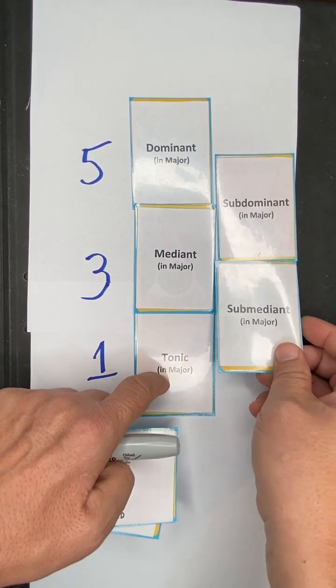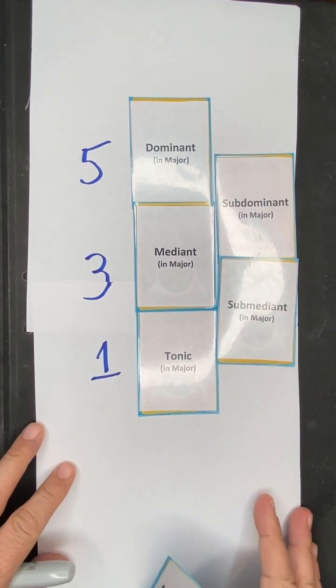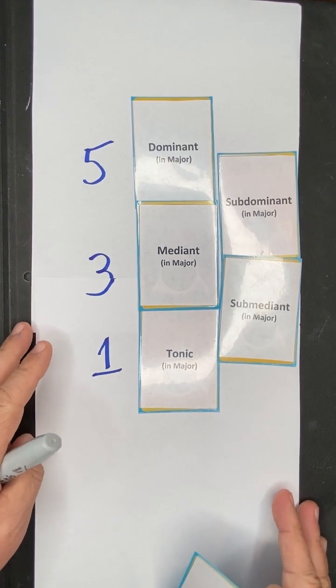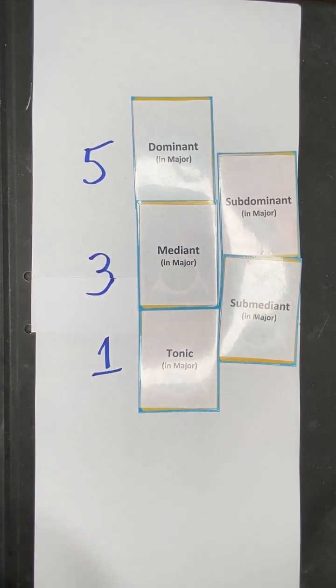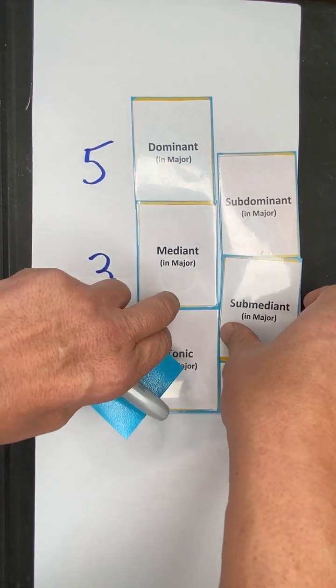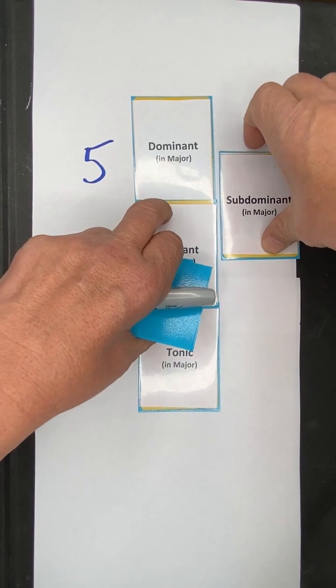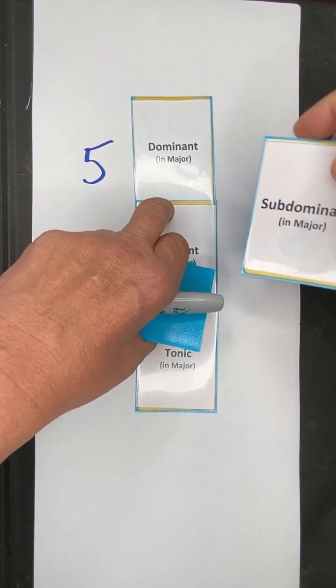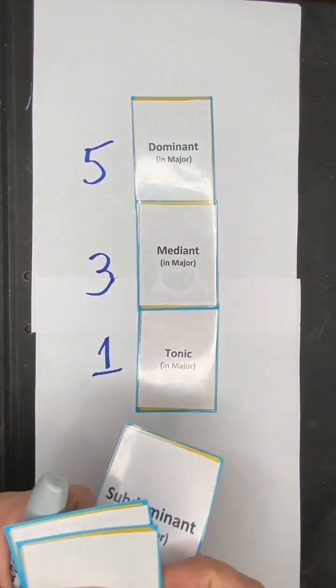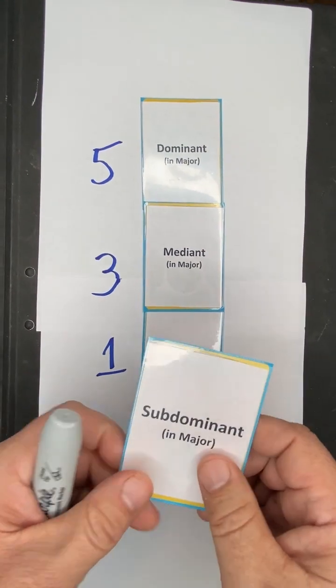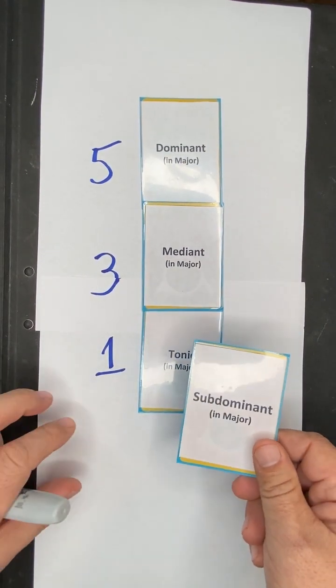And if by that logic, then submediant would be below the median, which would make it 2. And that's not the case. Submediant is 6. So I want to explain what this actually means, okay? So subdominant is 4, right? And it sort of means below dominant, but it doesn't mean below the dominant. It means the dominant below.